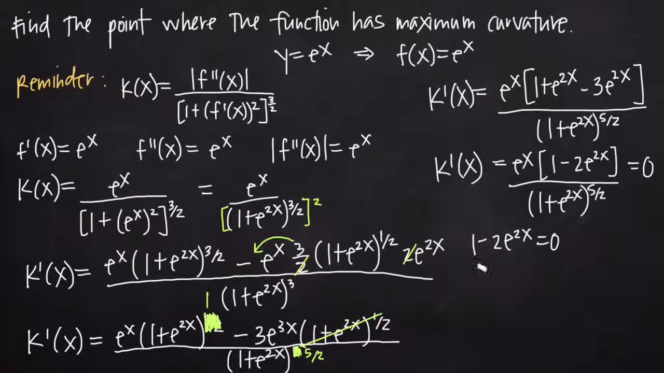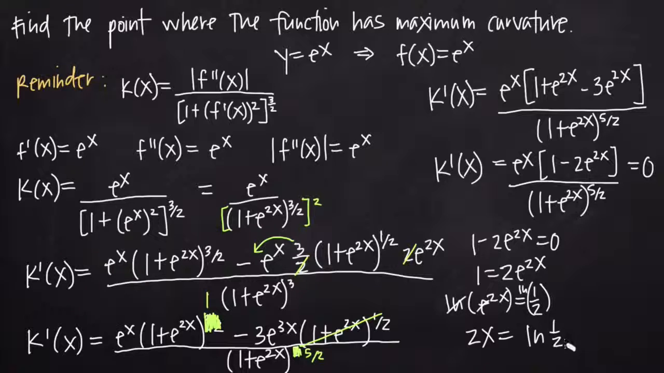We'll add 2e to the 2x to both sides and get 1 equals 2e to the 2x. Divide both sides by 2, e to the 2x equals 1/2. Take the natural log of both sides, and that means the natural log and the e on the left-hand side will cancel. We'll get 2x is equal to natural log of 1/2, and then divide both sides by 2, we get x equals 1/2 ln of 1/2.